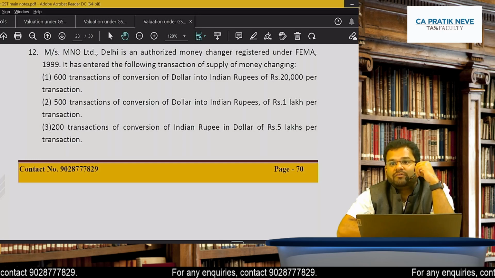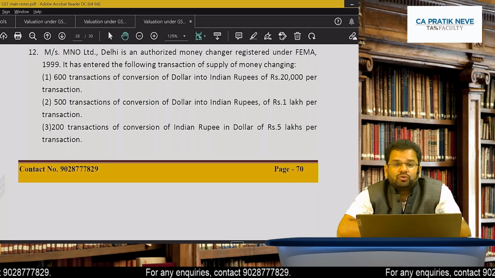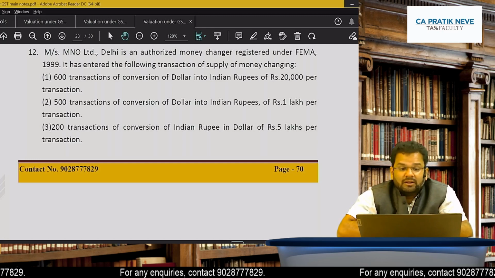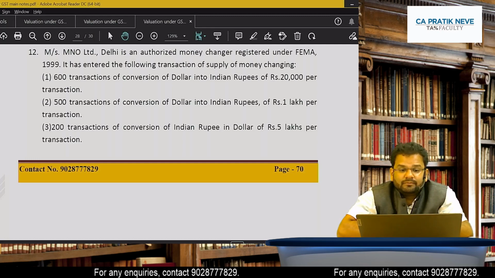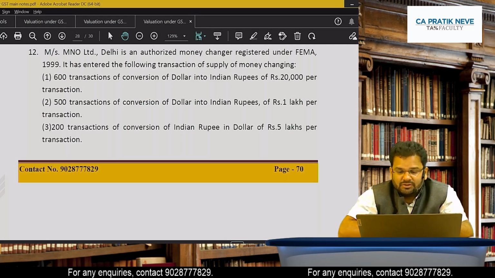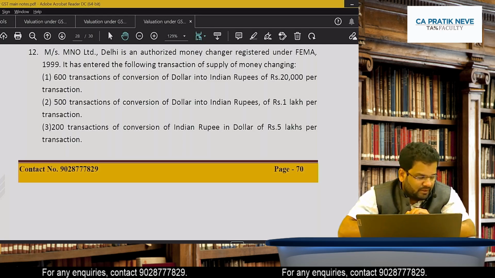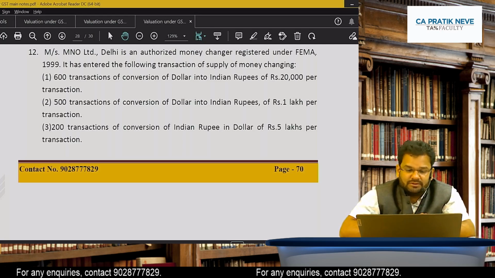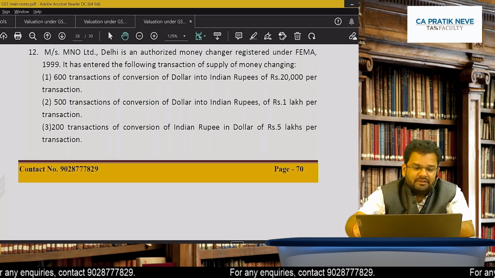4 lakh into 0.5 is 2000. So 2000 plus 1000, 3000. 3000 into 200 transactions. Check. It comes to 6 lakh rupees. Agreed? 6 lakh.